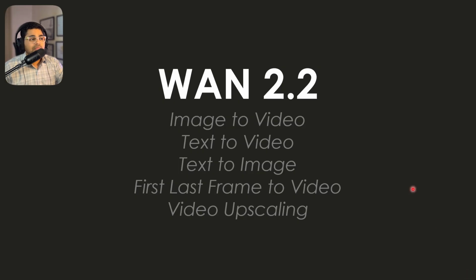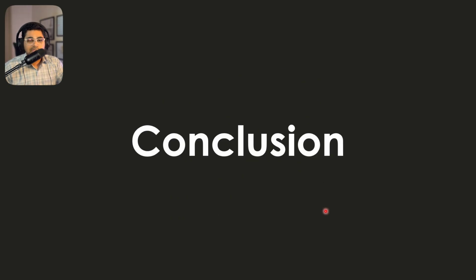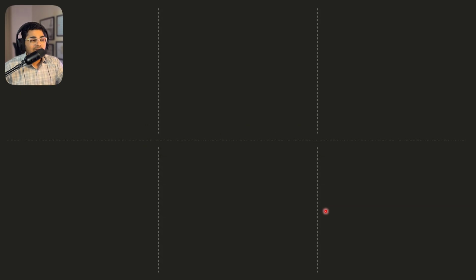So what did we cover? We covered image to video, we covered text to video, text to image, first last frame to video, and video upscaling. In entirety, this is almost done with WAN 2.2, and I wanted to give you some concluding remarks. Very important. So in conclusion, what do we need to remember from WAN 2.2?